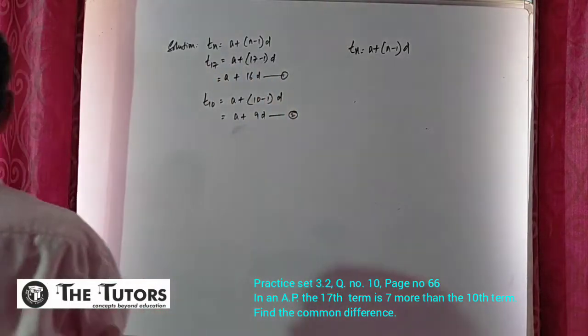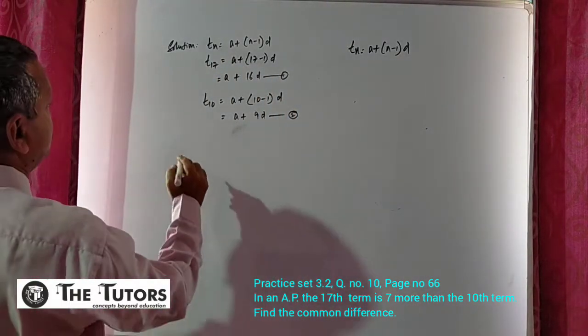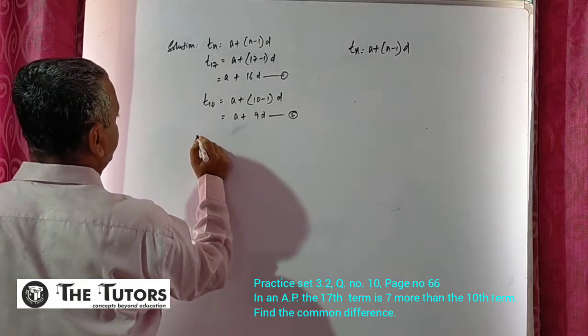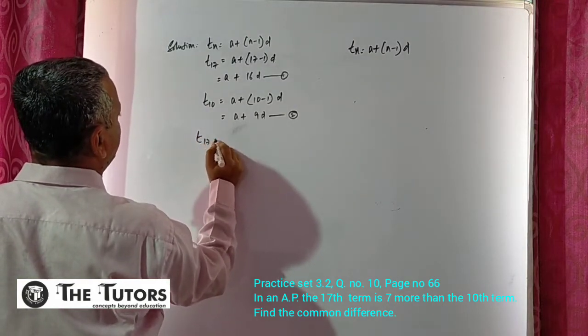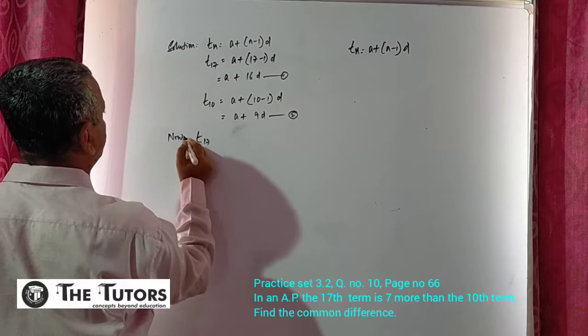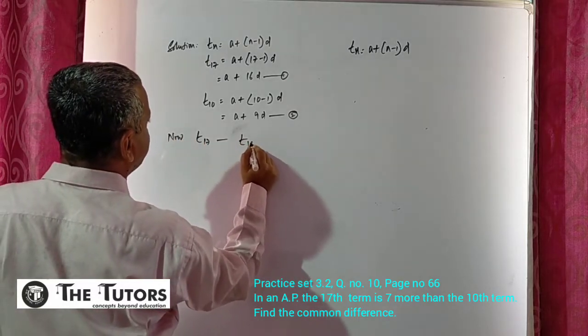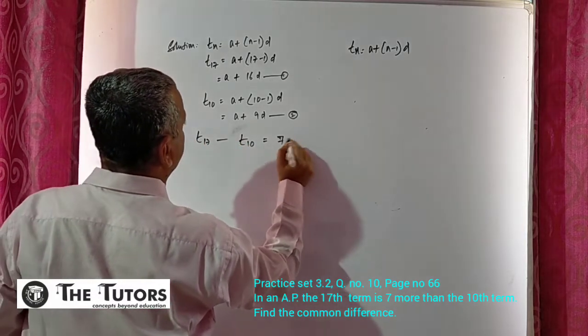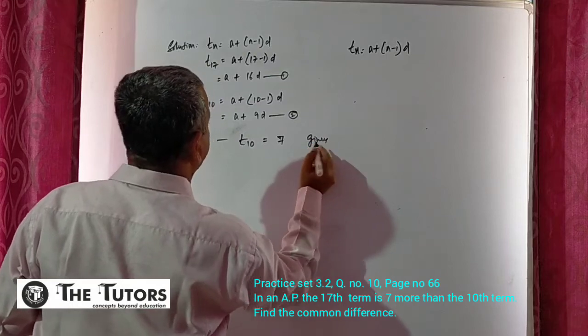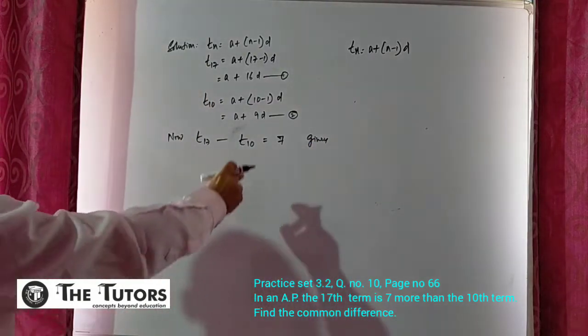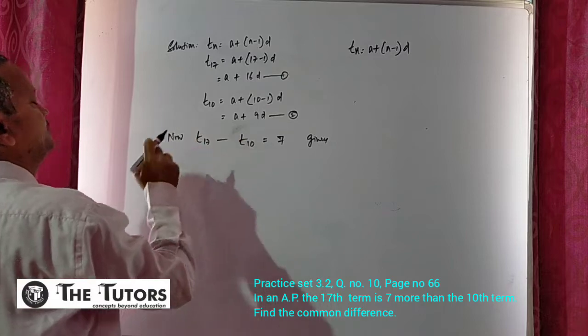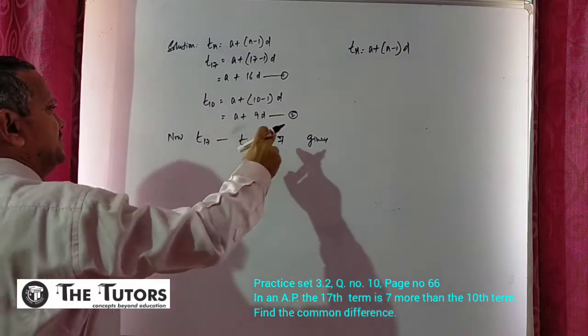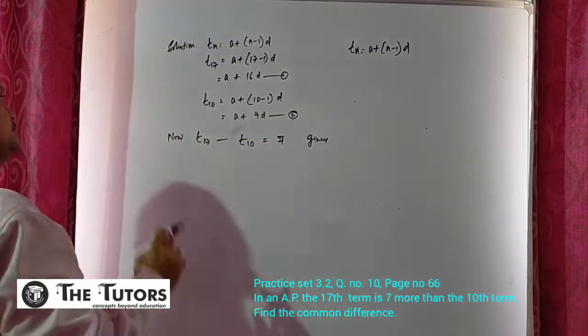Fine. So what is given? T17 minus T10 is equal to 7. This is given to you. The 17th term is 7 more than the 10th term.